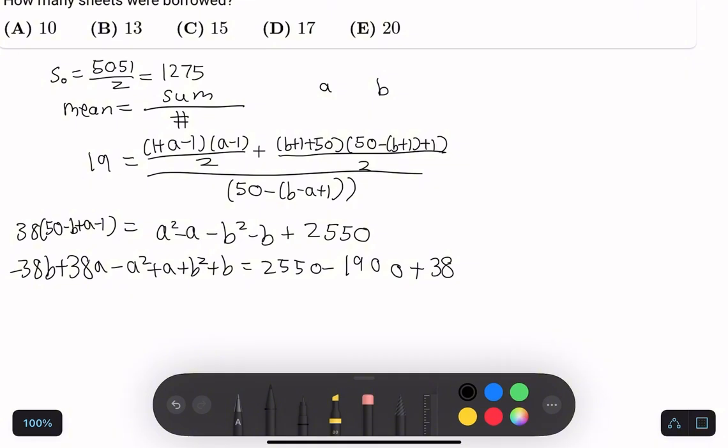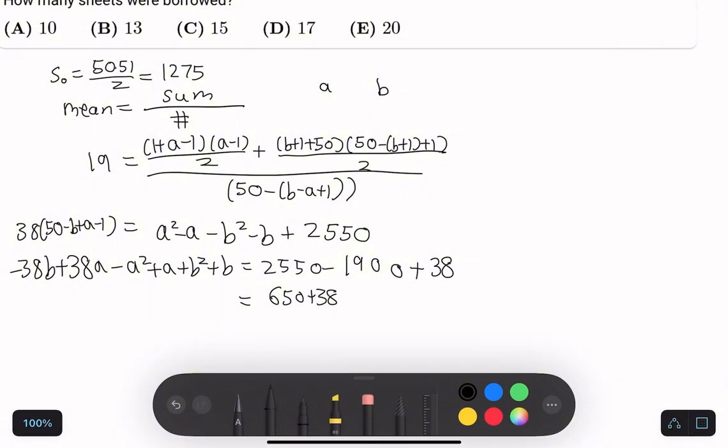Now we want to factorize the left-hand side because A and B are both integers. So if we factorize and we get brackets times brackets, then we can just factor whatever's on the right-hand side, which seems to be 650 plus 38. Then we can factorize this and then test out different cases.